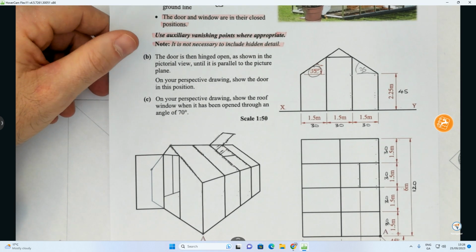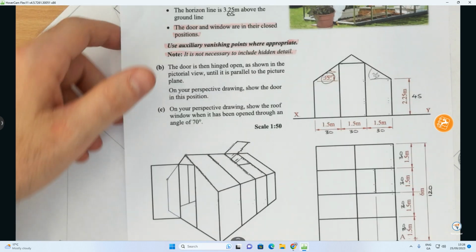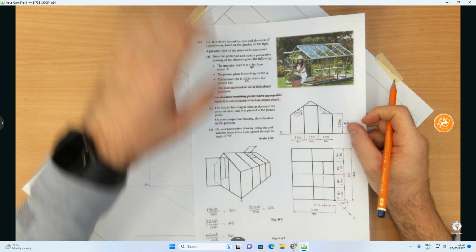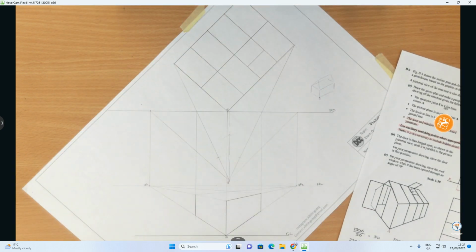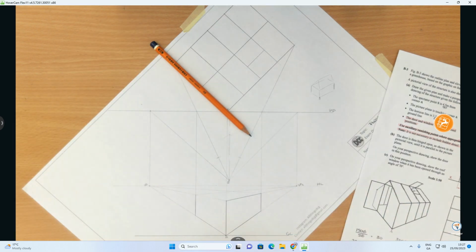So what we want to do is find another vanishing point that is going to give us that slope. How do we do that? First of all, we identify the face where the slope is on. So if I come here to my plan view, where is my slope? My slope is actually on this face here.